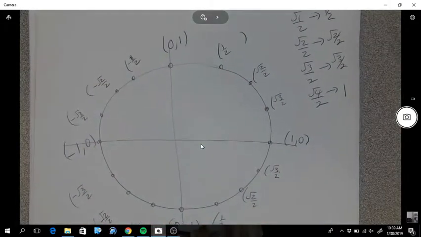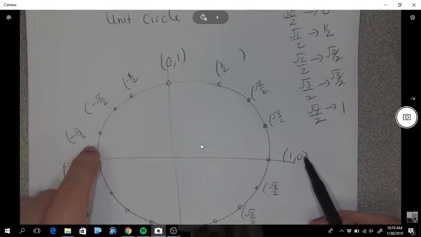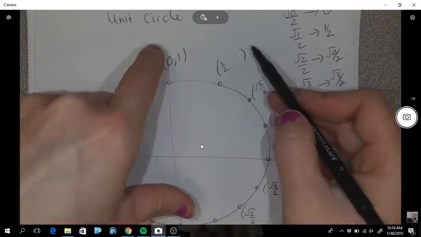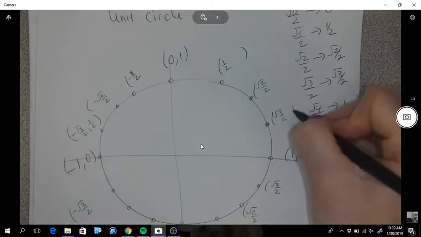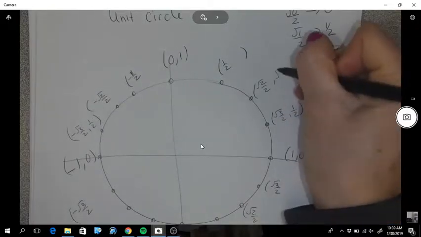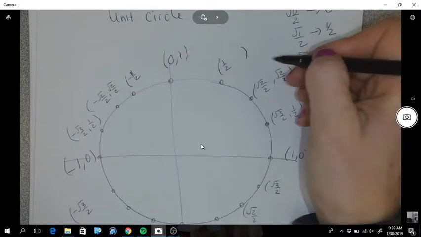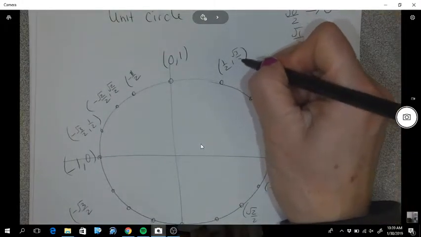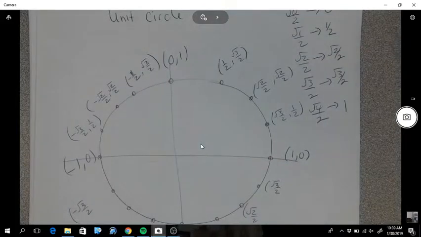Okay, now we can tackle the y coordinates. So here's the lowest y. So from here we're going to go up 1/2, root 2 over 2, root 3 over 2, 1. Okay, so 1/2, root 2 over 2, and root 3 over 2, and 1 at the top.